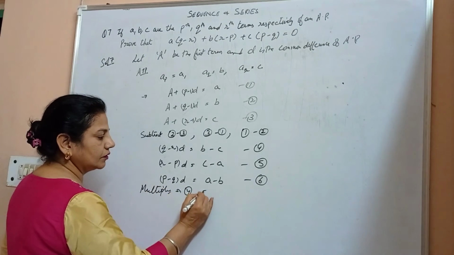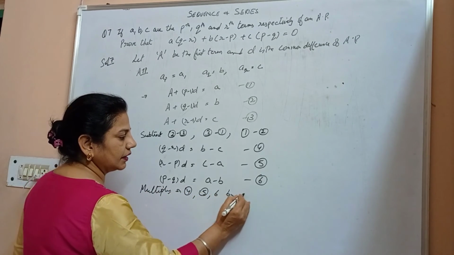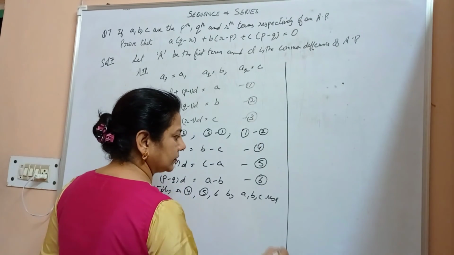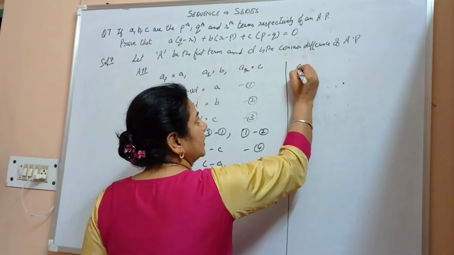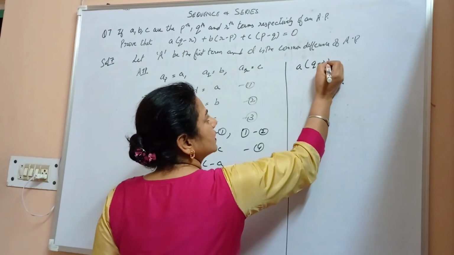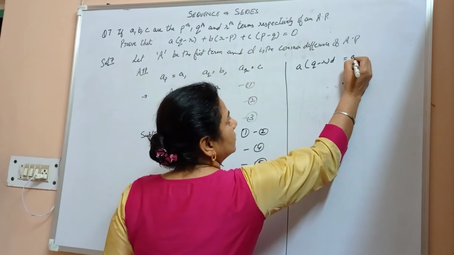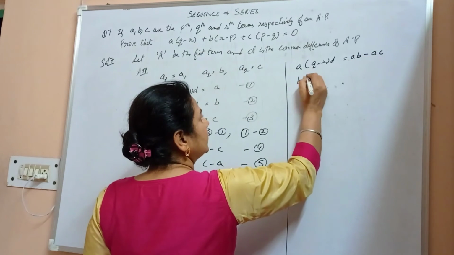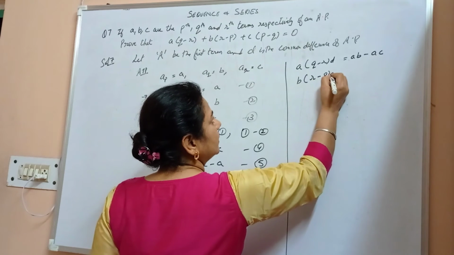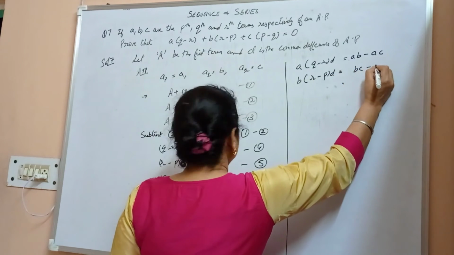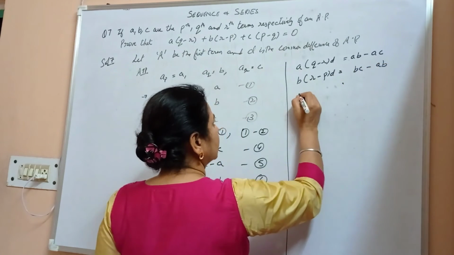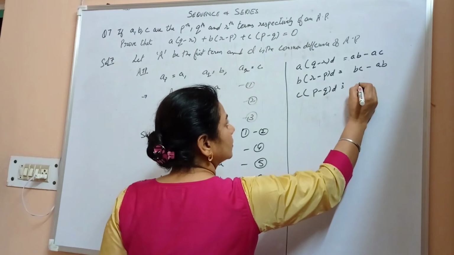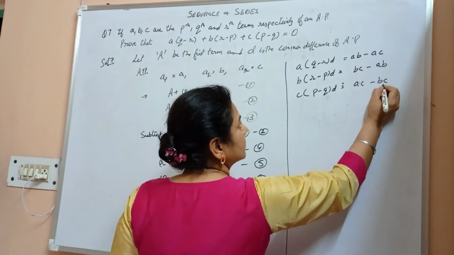Multiply equation 4, 5, 6 by A, B, C respectively. So what should I get? If I multiply this, I will get A times (Q minus R)D is equal to AB minus AC. Then B times (R minus P)D is equal to BC minus AB. Then C times (P minus Q)D is equal to AC minus BC.